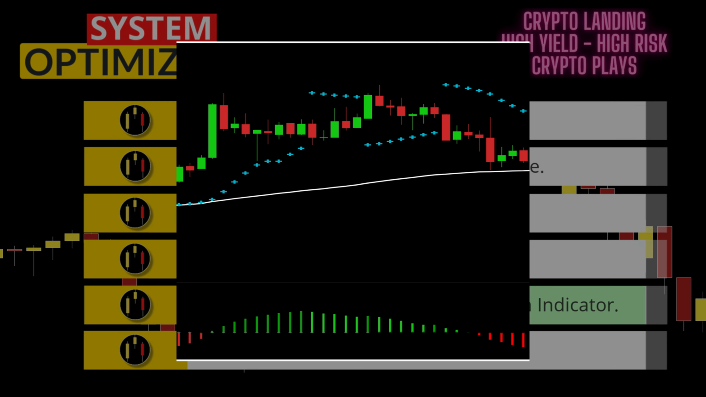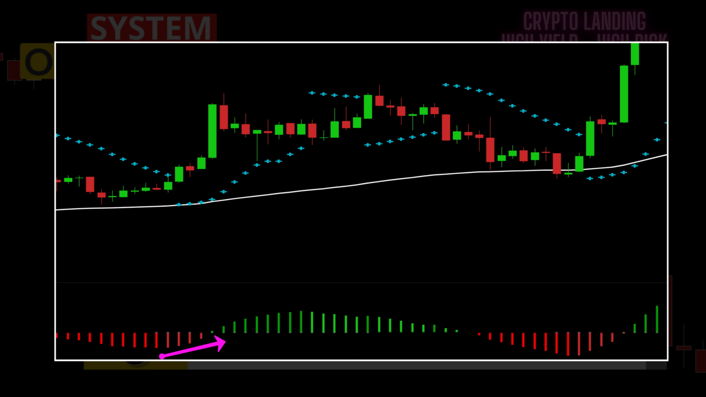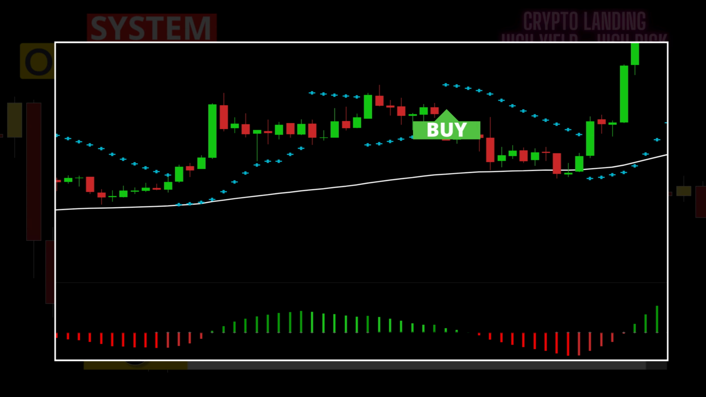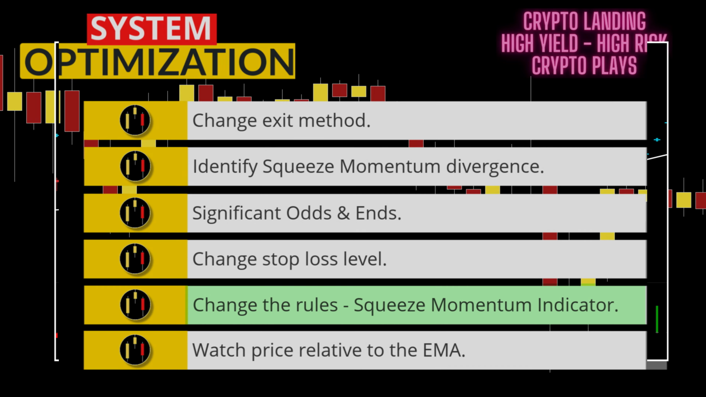Fifth, when the squeeze momentum indicator starts to fade, it is riskier, but can get you in a trade earlier, thus making your profit target closer, which has obvious advantages.